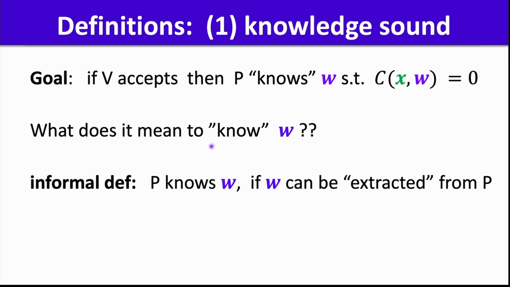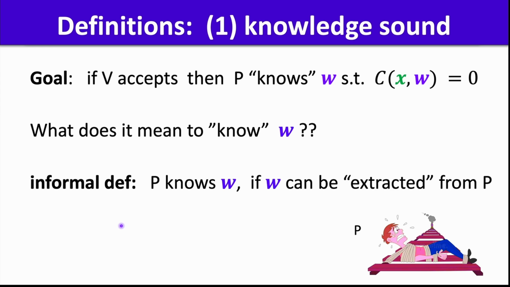So what does it mean for the prover to know W? Well, this sounds like a philosophical question. What does it mean for somebody to know something at all? In the cryptographic setting, we say that the prover knows W if the witness can actually be extracted from the prover. As a silly way to think about this, we're going to extract the witness from the prover by sort of torturing the prover until it gives us the witness. So what does it mean to torture an algorithm? Well, let's define this more precisely.